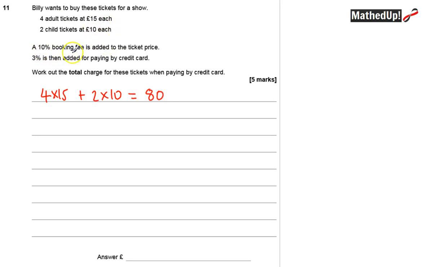We then need to add 10% booking fee to the ticket price. Well, 10% of 80 is 8. So I now want to do 80 plus 8, which gives me £88. So that's how much it costs after we've had the booking fee on. We now need to work out what 3% of 88 is. Well, 1% of 88 is going to be 0.88. So 3% is going to be equal to 3 times 0.88.